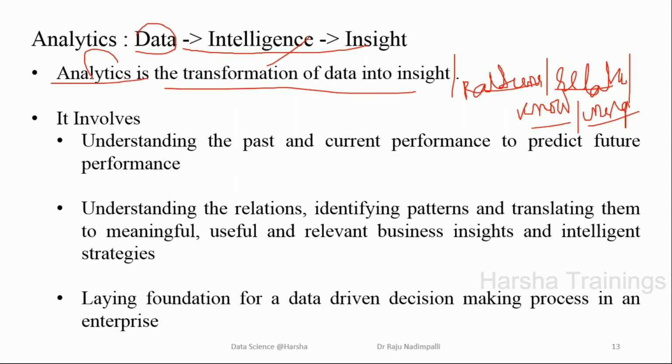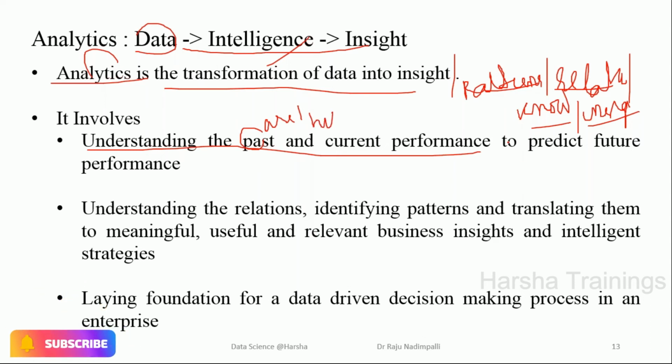It involves 3 steps: understanding the past and current data, which is also called archival data or historical data, and then predicting the future. This is also called forecasting. One such job of a data scientist is forecasting the future. If you give me the last 5 years of a company's stock market data, I can predict what will happen for the next 1 month. This is what we do with time series analysis.